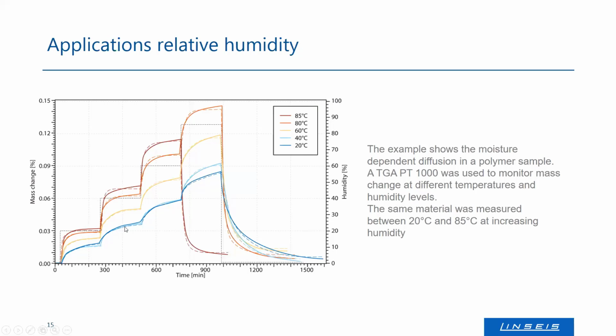And what you can see is at 85 centigrade with the high level of humidity, the mass uptake is much bigger than at low percentage of humidity and at lower temperatures. Sorry, at lower temperatures at the same humidity level. So what you can see, there is a temperature dependent uptake of humidity and uptake of water. For some polymers, that may come with some aging problems and some structural changes.